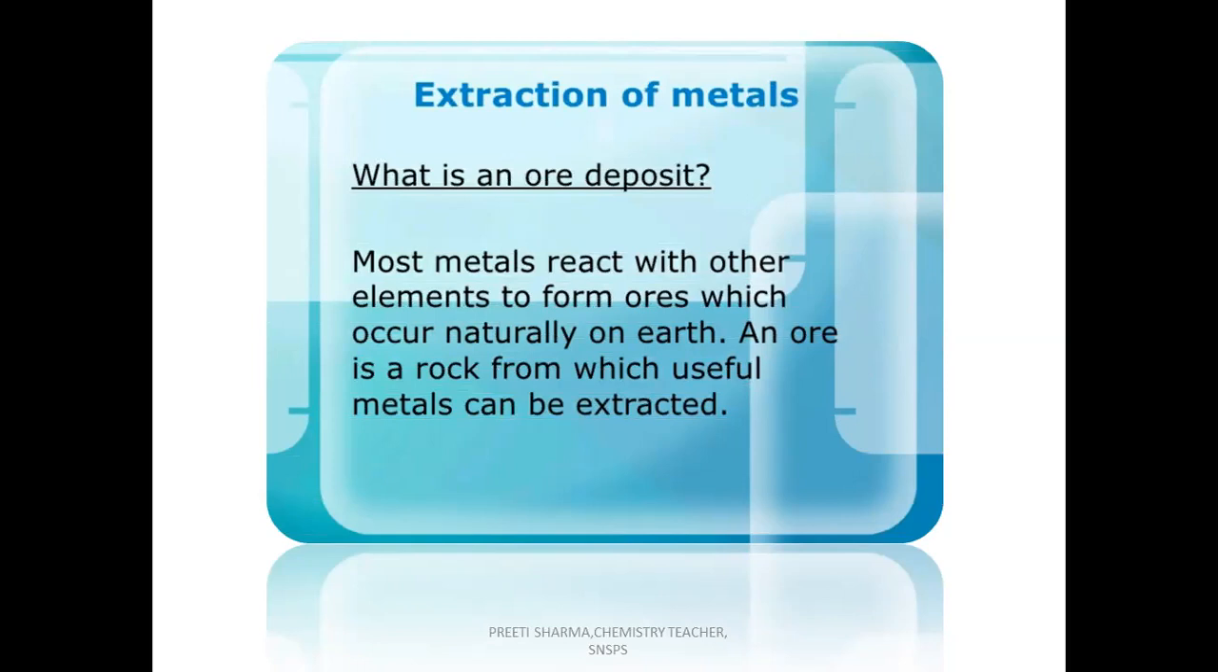And now the question arises, what is ore? Now most metals react with the other elements to form ore, right? And ore is what? Which occurs naturally on Earth, and ore is a rock from which useful metals can be extracted. It is a crude metal, we can just say. It is an impure form of metal, students. So extraction is a process by which we can extract the pure metal from impure metal, right? So the minerals from where the metals can be extracted, they are known as ores. Clear to you?